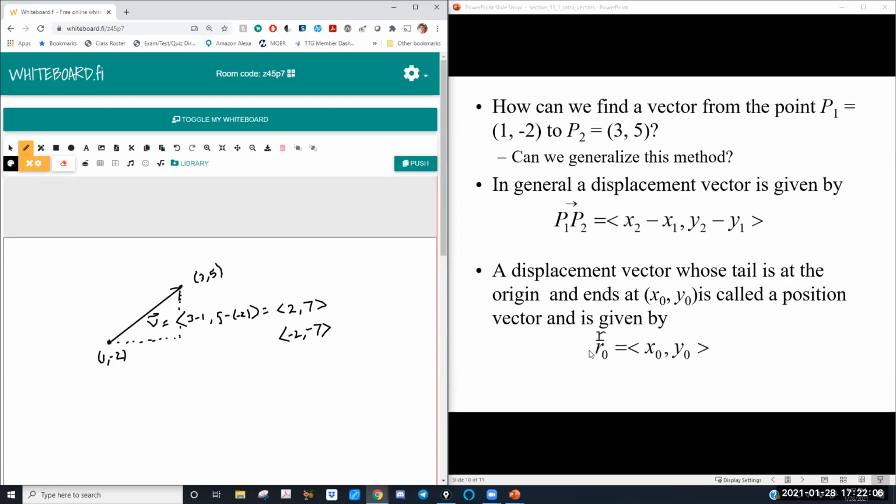Now, if our vector's tail is at the origin, then it makes it very easy because whatever our point is, that's our vector, because we're starting at 0, 0. And we'll do that sometimes when we're doing theorems just to simplify things.